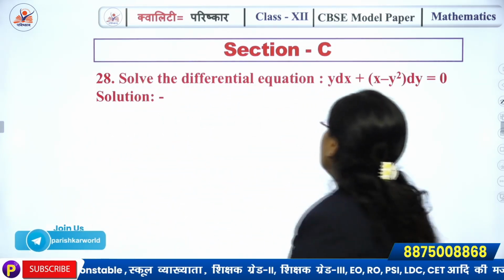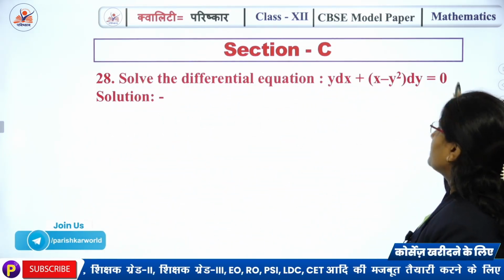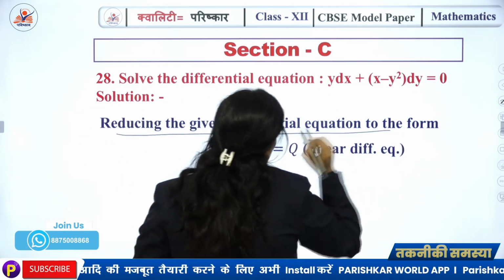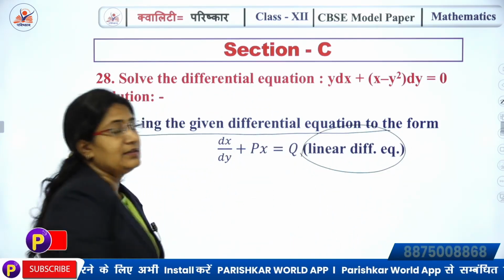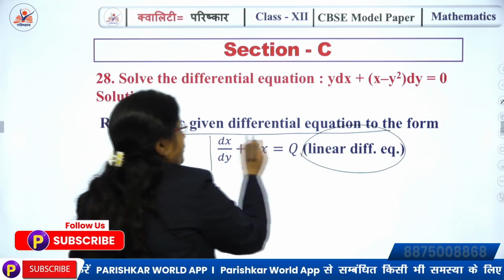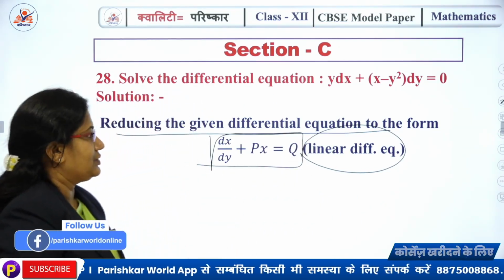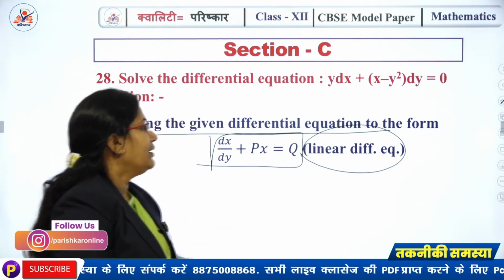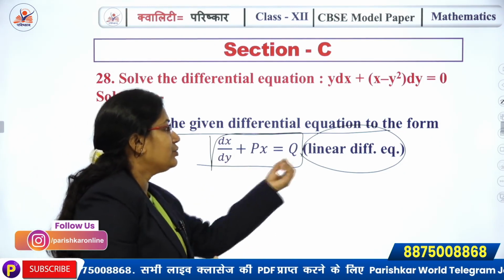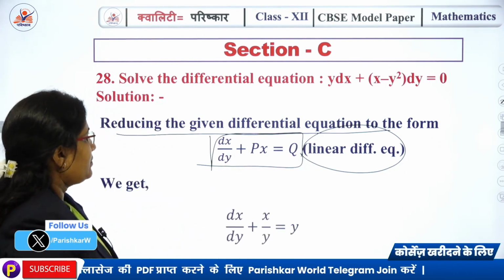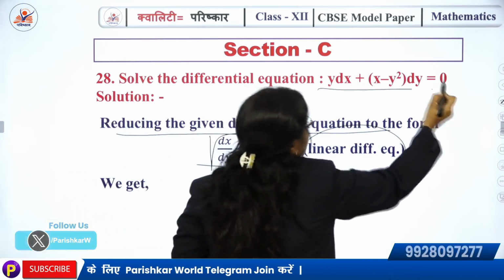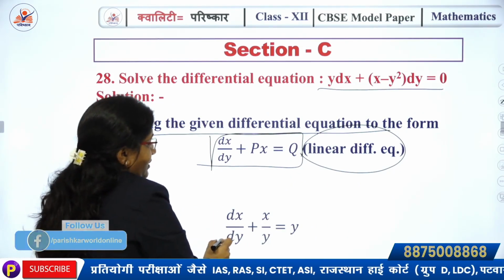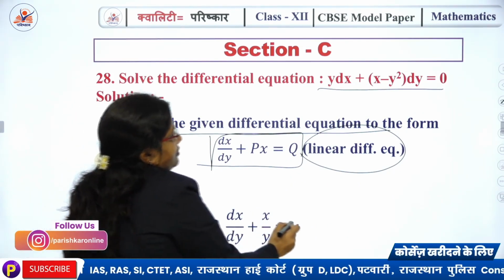Solve the differential equation y dx plus x minus y square dy equal to 0. Students, first of all, we will reduce this differential equation to the form of a linear differential equation. What is the linear differential equation? This type of equation is known as linear differential equation: dx by dy plus px is equal to q. Here p is the coefficient of x and q is the RHS term. This equation y dx plus x minus y square dy equal to 0 can be written as dx by dy plus x upon y is equal to y.